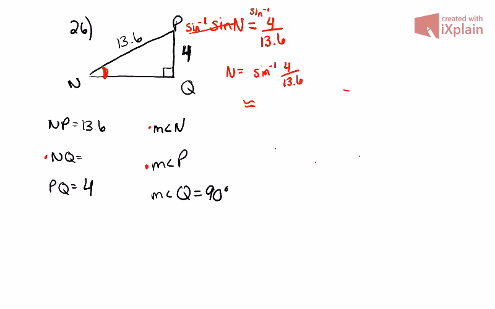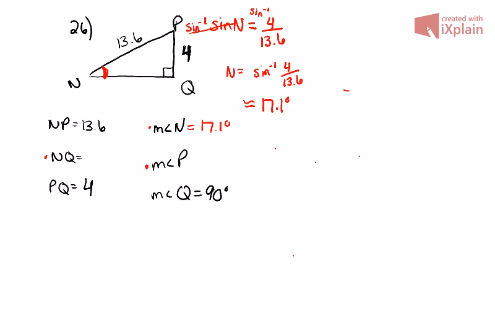So you'll grab your calculator, you'll hit your inverse sine button, type in 4 divided by 13.6, and then round to the nearest tenth, and you will get 17.1 degrees. So angle N is 17.1 degrees.